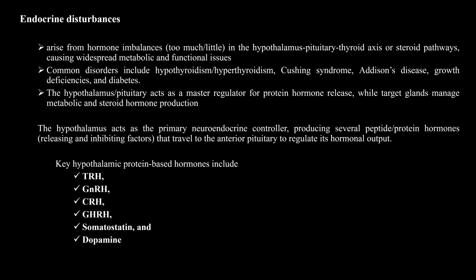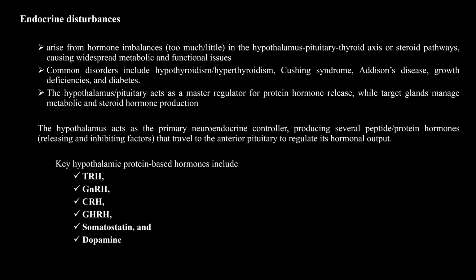Endocrine disturbances. The hypothalamus-pituitary-thyroid axis creates pathways for metabolic and functional issues. Hypothyroidism causes symptoms, additional disease, growth deficiency, and diabetes. The hypothalamus-pituitary is the master regulator of protein hormone release to the target glands, managing metabolic and thyroid hormone production.